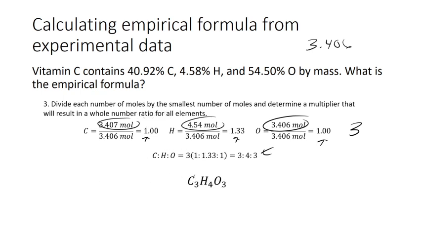And our molecular formula, because the empirical is CHO, we have C3H4O3. And there we go, molecular formula, vitamin C.